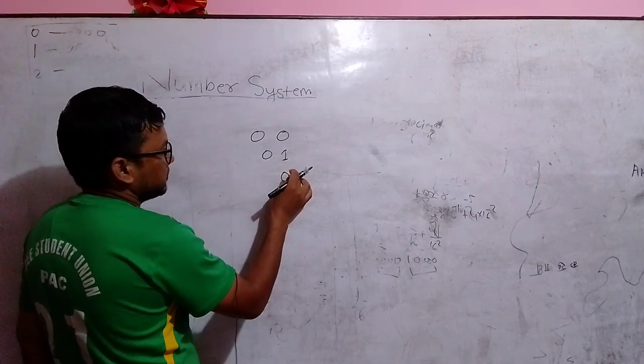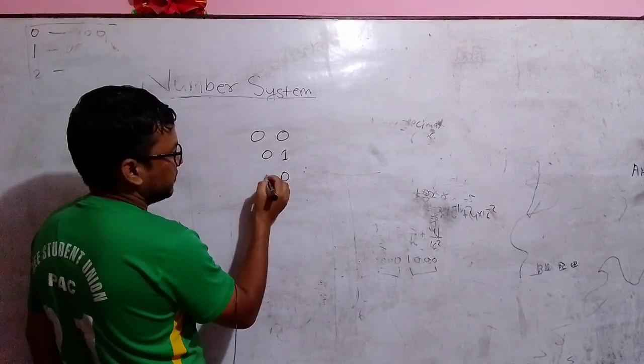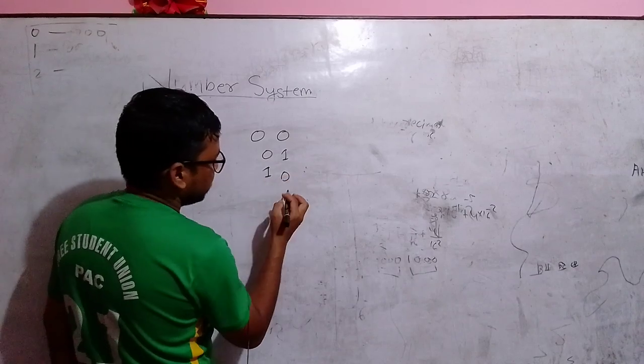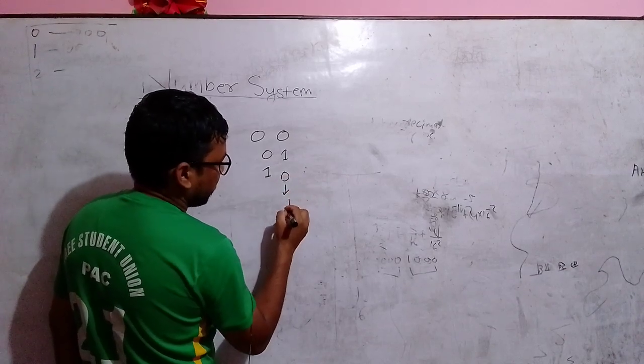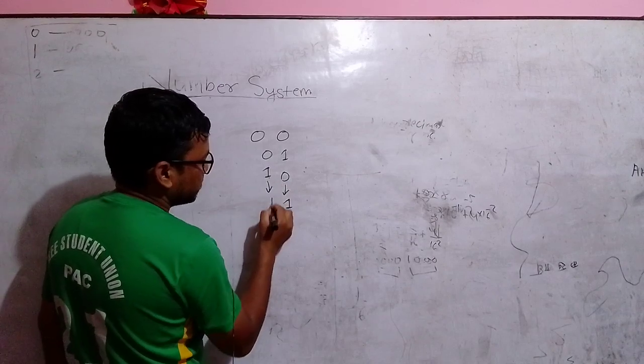Here we can see 1 is changed into 0. That means we need to change the nearest digit. 0 is changed into 1. Now again 0 is converted into 1. 0 changed into 1. That means in the next step the 1 remains the same.